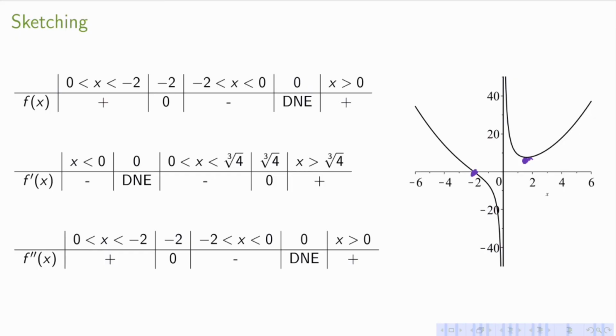So here I summarize the 3 tables which we used. We had a table for f, we had a table for f prime, and we had a table for f double prime. And for each table we identify the critical points where something happens. Either we get 0 or we get DNE. Okay, so here it happened here, and here. And then also we identify the areas in between, because we would like to know what happens in between. So as promised, it is a bit of work, but it's also worth it because you get a beautiful understanding of a function.